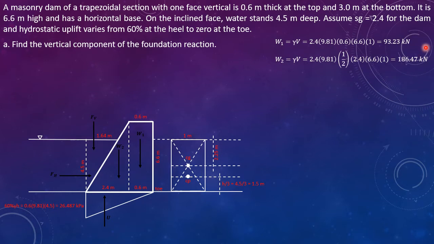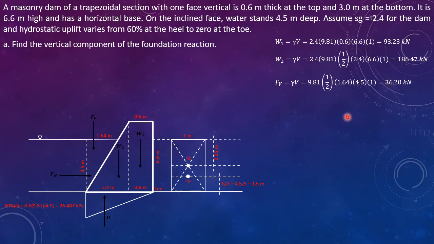For weight 2, that is considering the triangular portion of the dam. Gamma of dam is 2.4 times 9.81. And for the volume, we multiply the area of the triangle, which is 1/2 base, 2.4, height, 6.6. And once again, multiply that area by 1 meter length perpendicular to the sketch. W2 is equal to 186.47 kilonewtons.